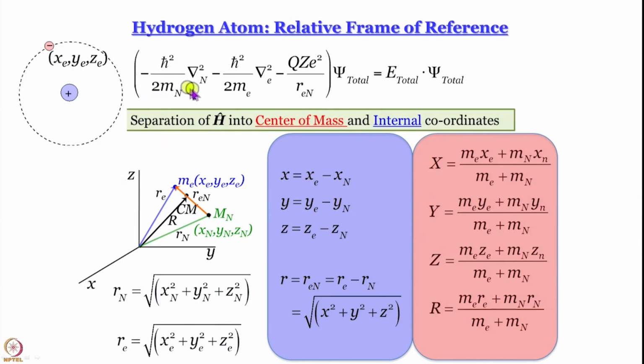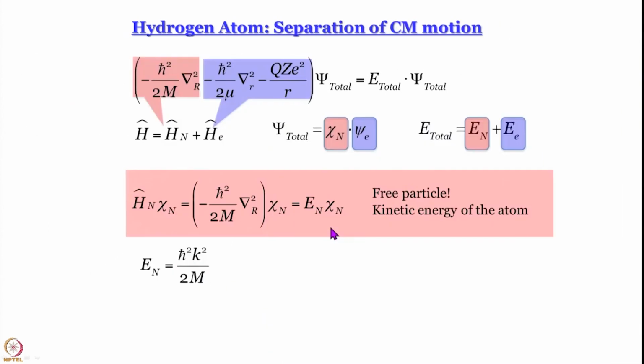You can write the Hamiltonian in terms of nucleus and electron, and then by making these substitutions, x equal to xe minus xn, y equal to ye minus yn, and so on and so forth, and capital X equal to mass weighted coordinates, we can separate the equation into two, one for the motion of the center of mass and one for the motion of electron with respect to the nucleus. And as we had said, when we do that, this is what we get.